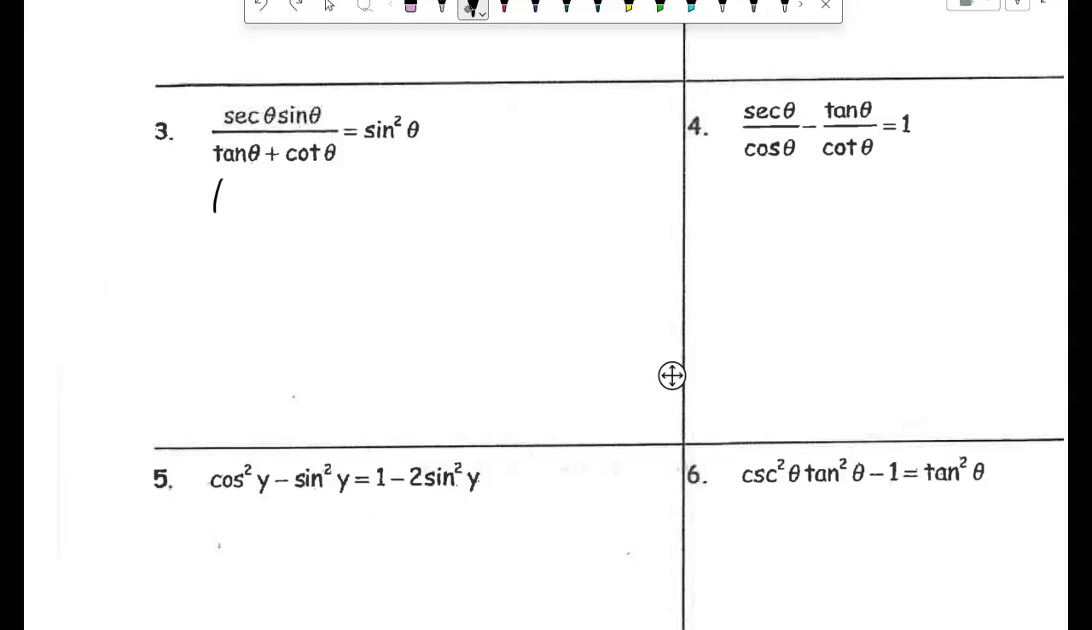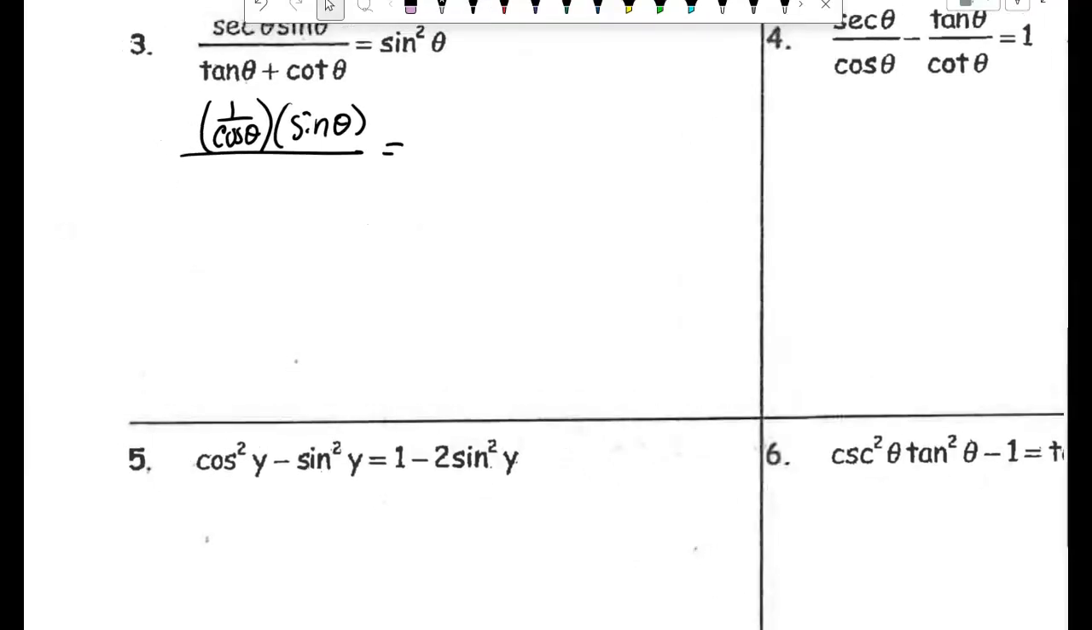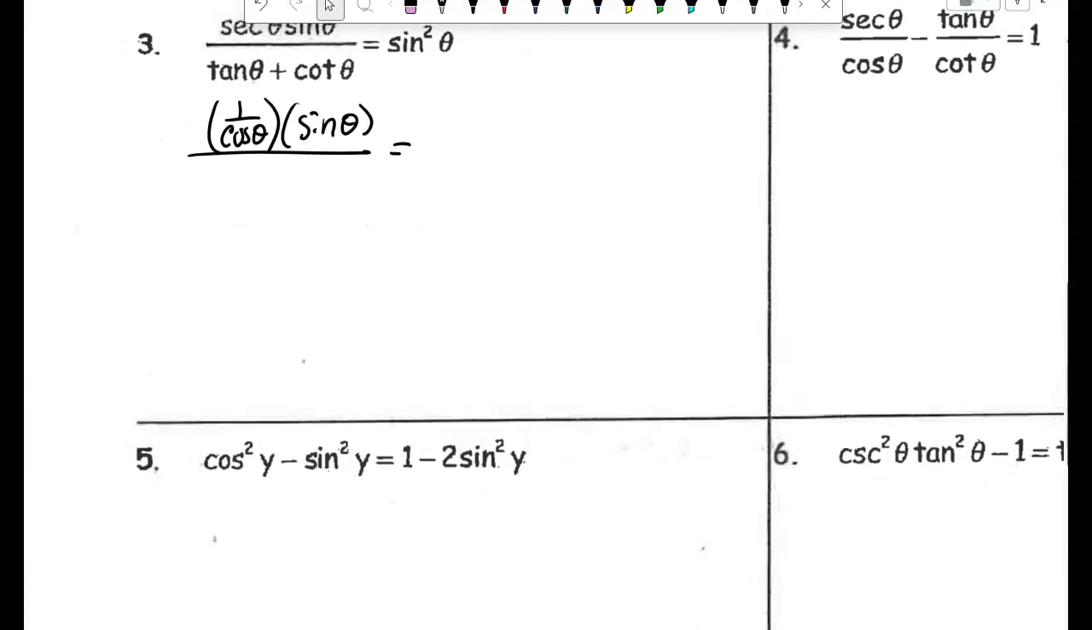So secant theta, what would you change that to? Yeah, that's going to be 1 over cosine theta times sine theta all over. Now, you could choose to still keep doing sine and cosine with this. You could also maybe go, oh, tangents, 1 over cotangent. You could choose a couple different things. But let's just keep with our sine and cosine because that's what you guys said. So would you agree with me the denominator is going to end up being sine theta over cosine theta plus cosine theta over sine theta.